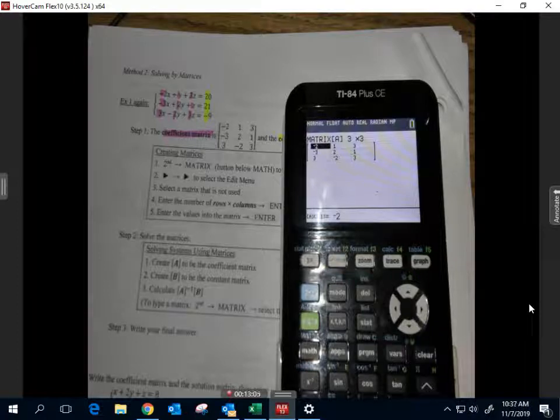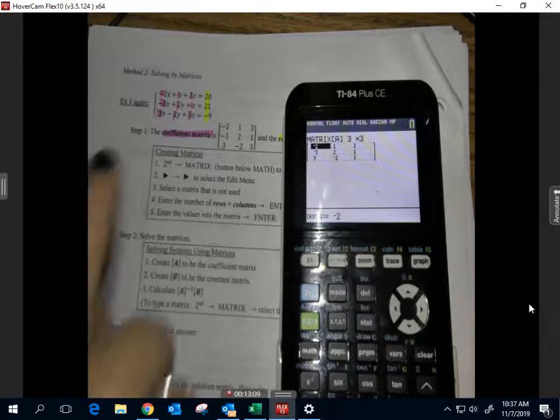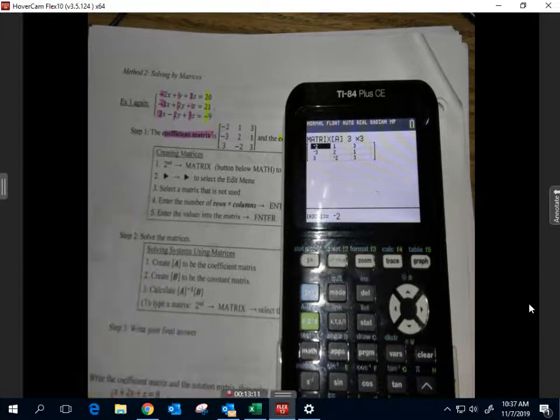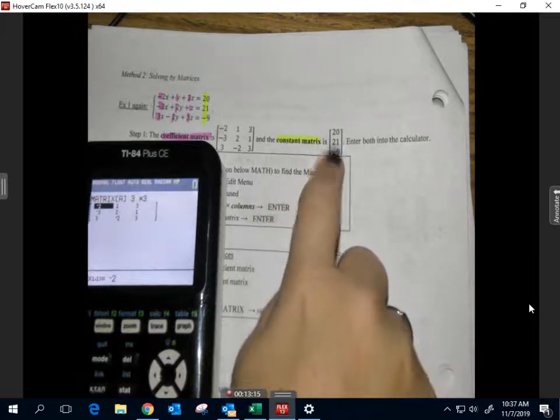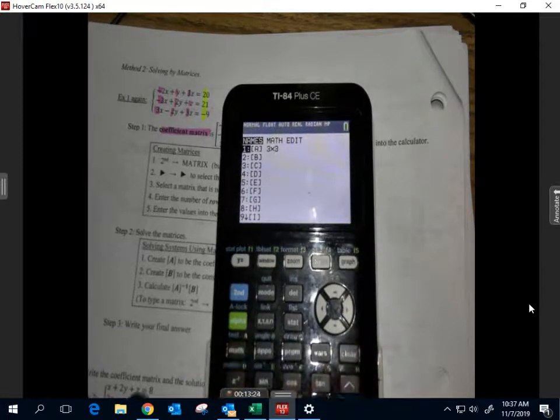Alright, so we have made our first matrix. This is matrix A. We need to do this all over again to make our second matrix, our constant matrix, right here. So again, hit second inverse to go back to the matrix menu. Second, the inverse button. It's right under, it's that x to the negative 1.